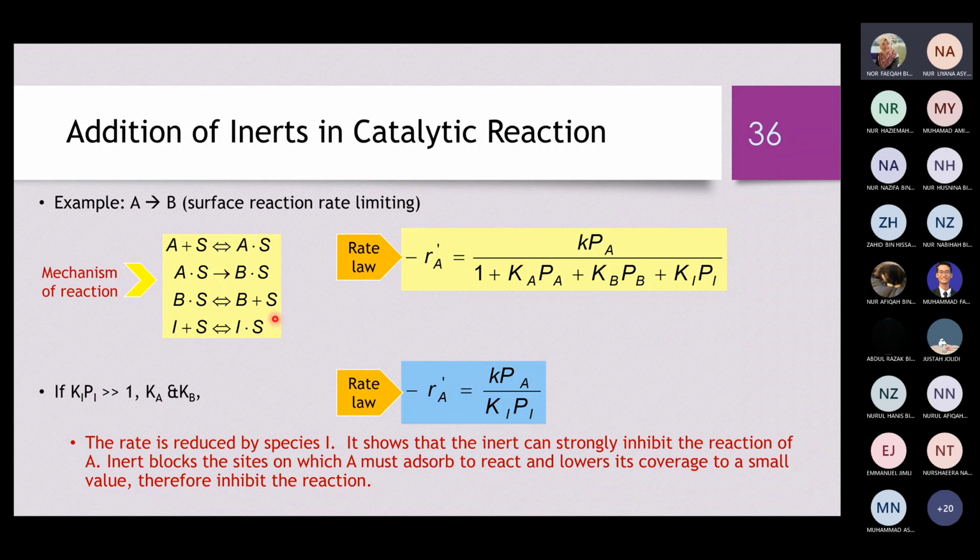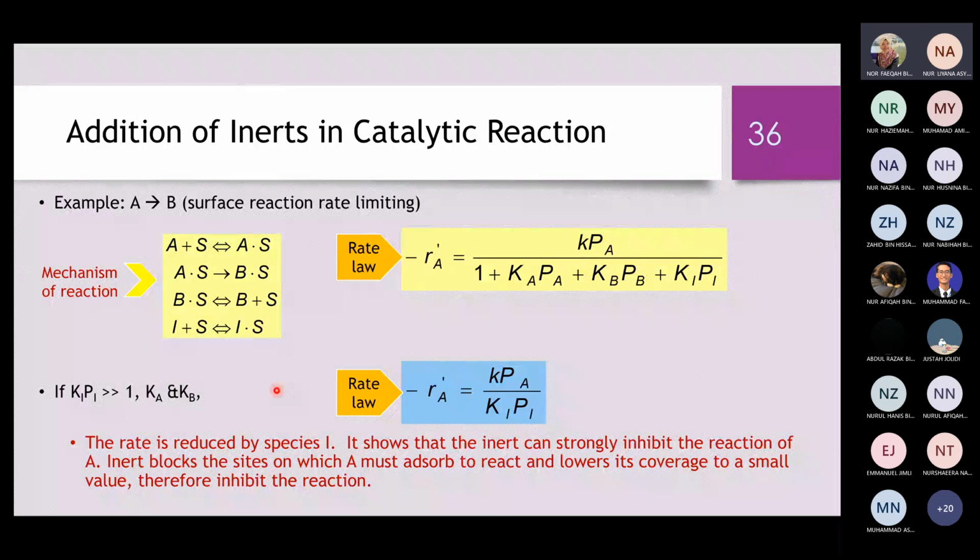So all the adsorbed species will appear at the denominator, okay, and only the reactant appears at the numerator. So therefore only A acts as a reactant in this reaction. So that's why K P_A here. And all the adsorbed species are at the denominator, okay, including the inerts, because inerts also adsorb on the active site, even though inerts are not involved in the reaction. Okay, so this is the predicted rate law.